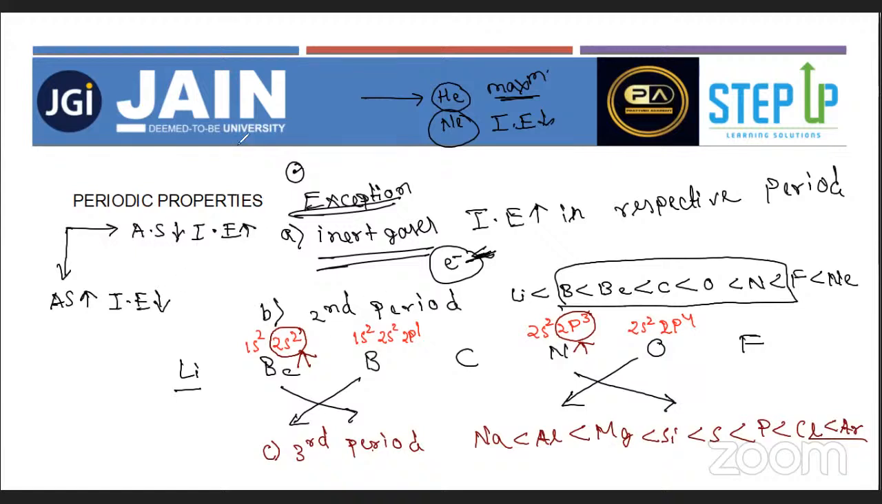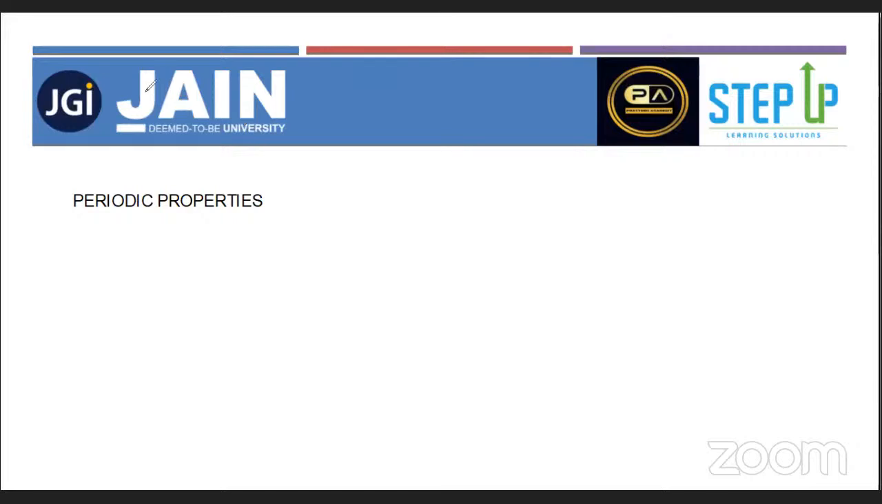Now, the next exception is very important. Fourth one. Let's take an example for the first ionization energy. Say I'm talking about beryllium and boron.